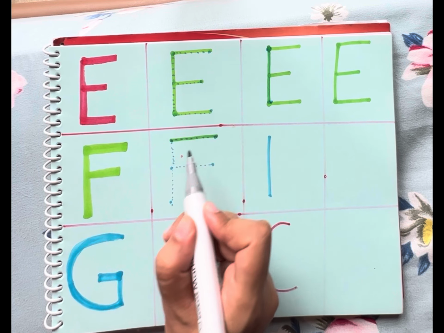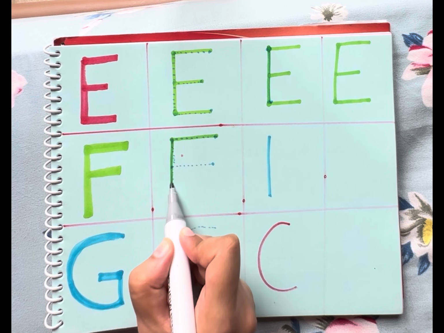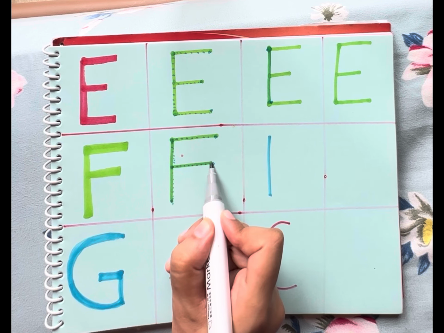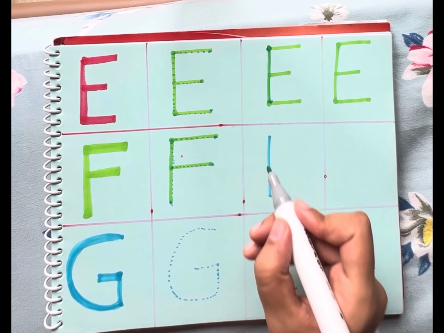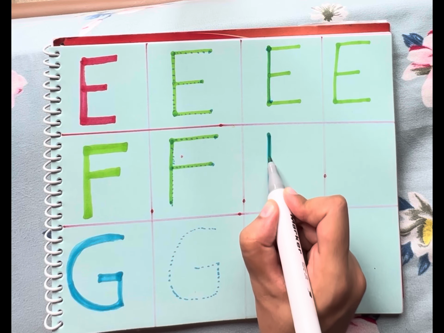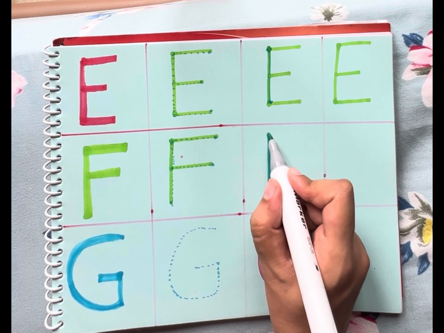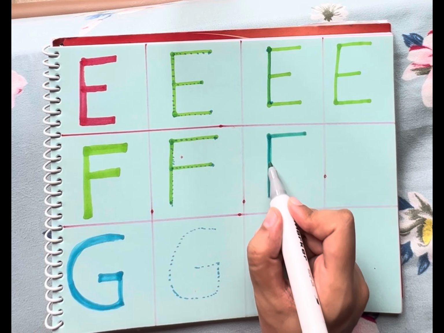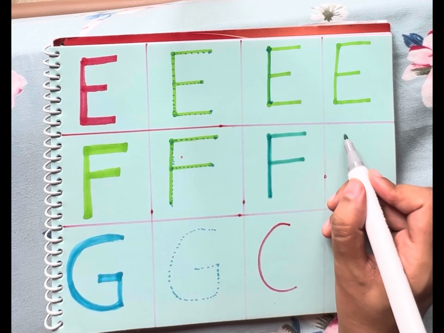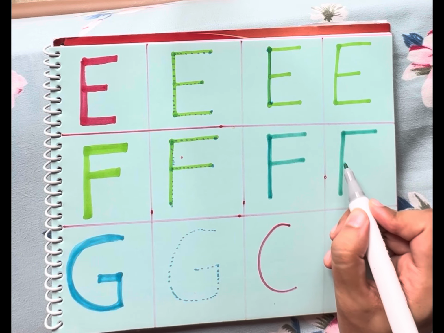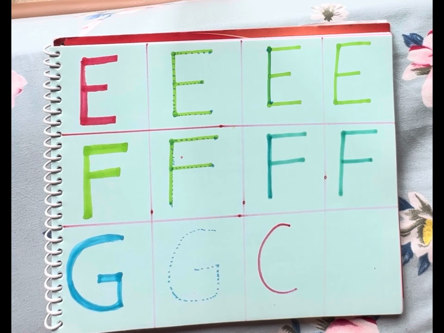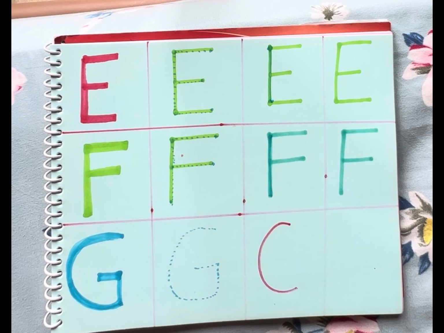Now let's move on to F. First a standing line, then a sleeping line, F. Another F. Standing line, some sleeping lines, standing line, sleeping line, F.